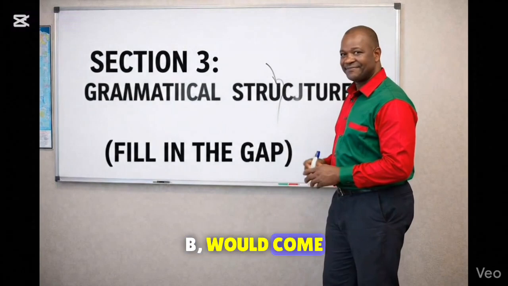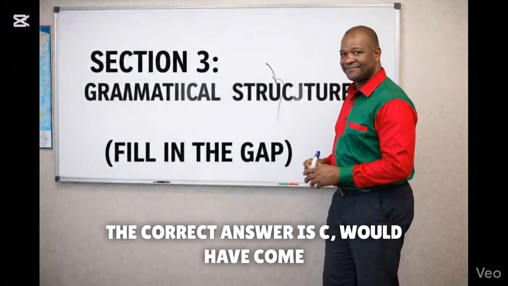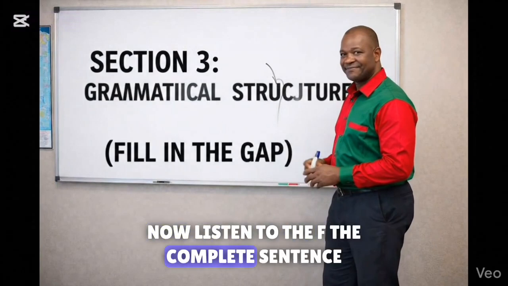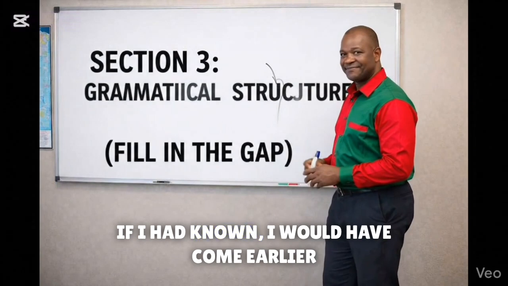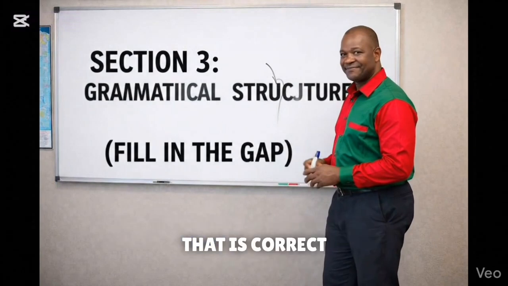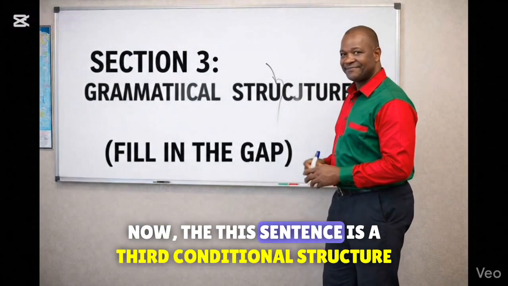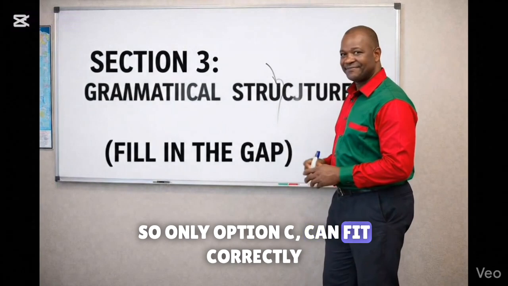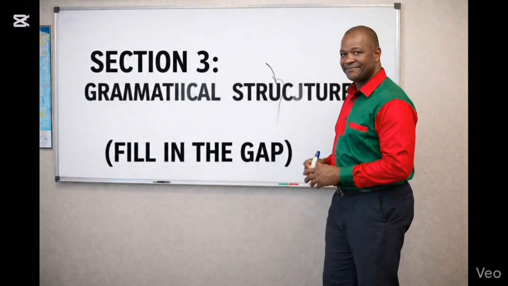B, would come. C, would have come. D, came. The correct answer is C, would have come. Now, listen to the complete sentence. If I had known, I would have come earlier. That is correct. Now, this sentence is a third conditional structure. So only option C can fit correctly.